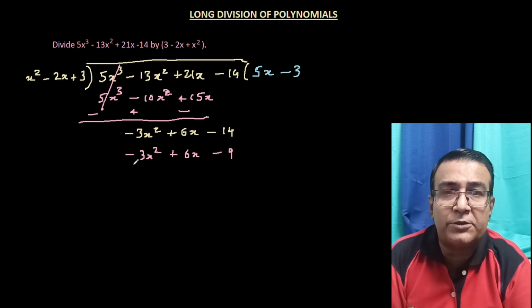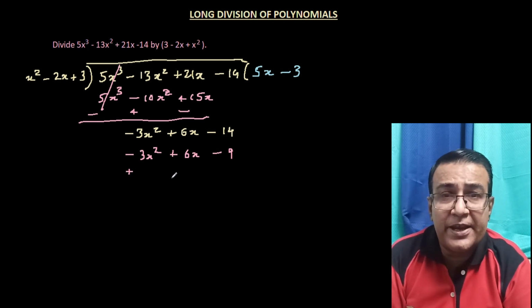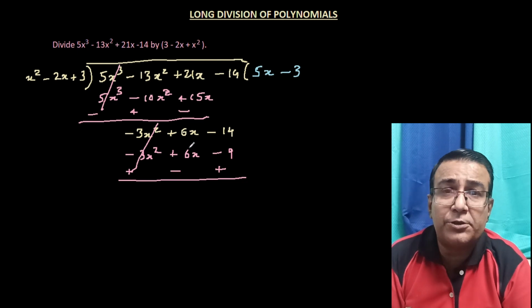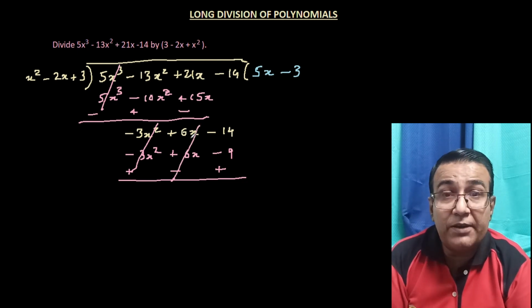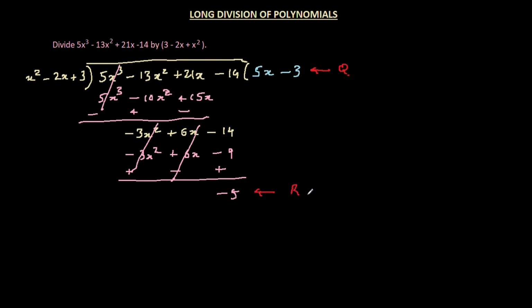We write that below the constant term. We again have to subtract this, so we change the signs. This becomes positive, this becomes negative, and this becomes positive again. The 3x squares get cancelled out. The 6x also gets cancelled out. And we are left with minus 14 plus 9, that gives us minus 5. So we can say that this expression on the top, 5x minus 3, is the quotient, and whatever we are left with at the bottom, which is minus 5, is the remainder.